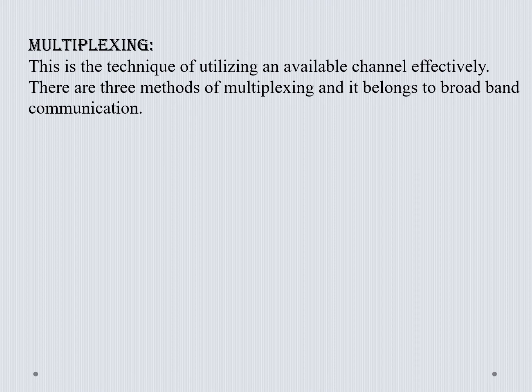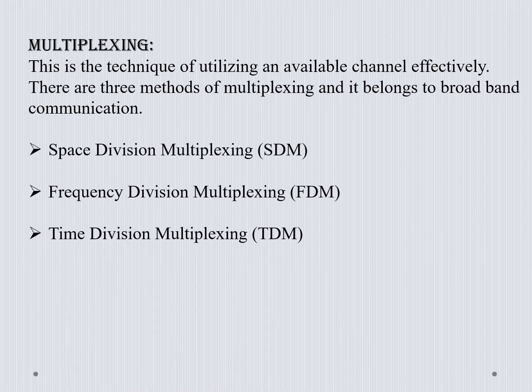There are three methods of multiplexing and they belong to broadband communication. We have space division multiplexing, that is SDM, frequency division multiplexing, that is FDM, and time division multiplexing, that is TDM. Let us learn about each and every multiplexing. Firstly, space division multiplexing, that is SDM. This type of multiplexing makes it very easy to make the connection.